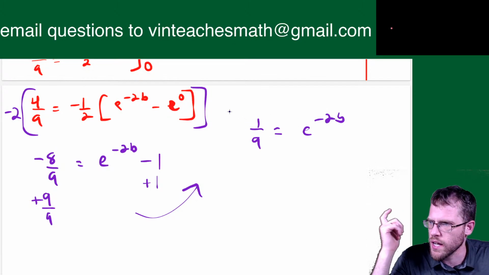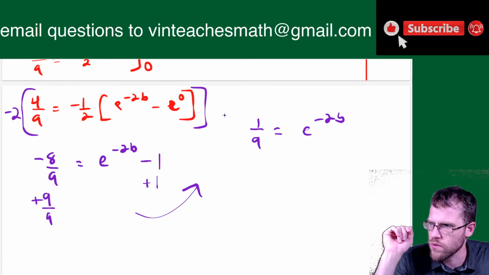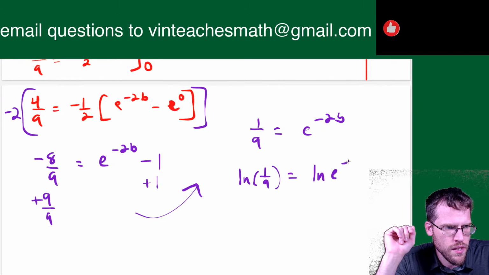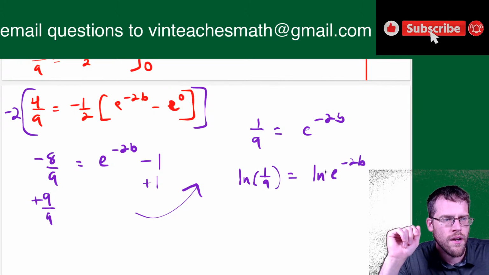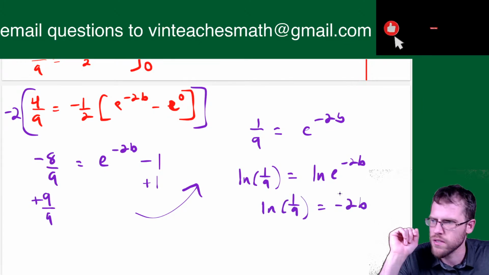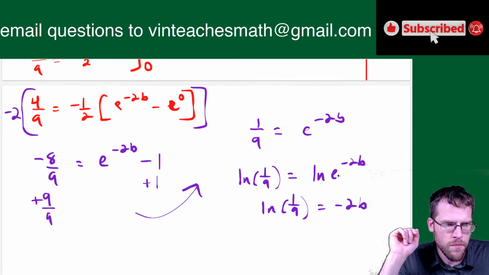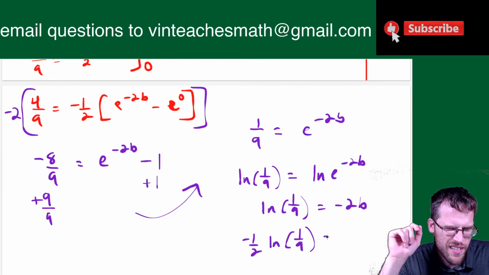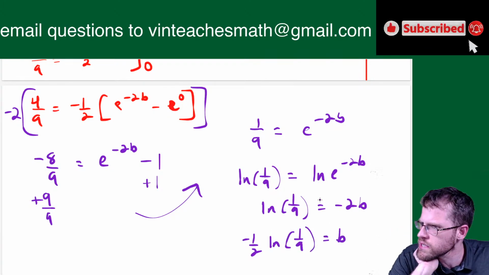And then you could take the natural log of both sides. So we have natural log of 1/9 equals natural log of e to the negative 2b. And then natural log and e cancel. So this makes natural log of 1/9 equals negative 2b. And then from here, we divide both sides by negative 2. So negative 1/2 ln of 1/9 equals b.